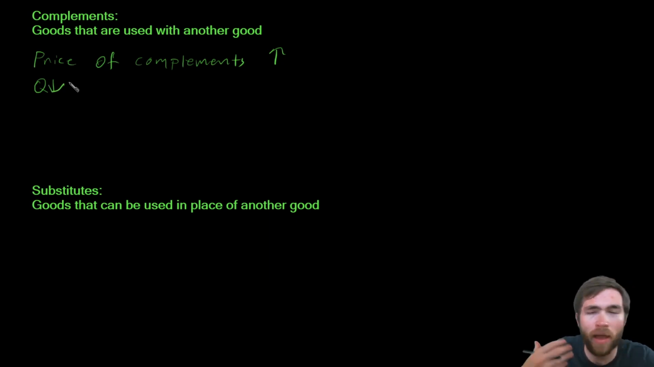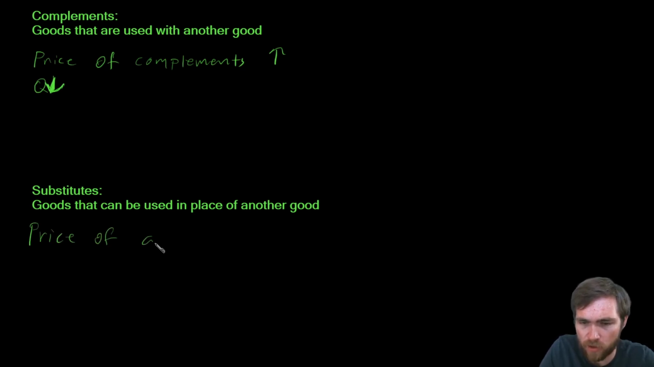So for instance, imagine that the price of bike helmets quadruples. That's part of the cost inherent in owning a bike, and so individuals will likely reduce their consumption of both bike helmets and bikes as a result of the change in the price of bike helmets. Substitutes are kind of the opposite. These are goods that can be used in place of another good. So if the price of a substitute declines, then quantity demanded of the good in question will also decline.